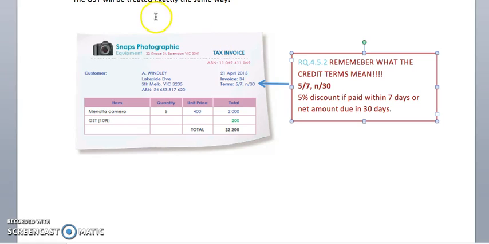The other thing to note from this invoice is whether or not it's a sales invoice or a purchase invoice. Because this has Snaps Photography, which is the company that we are talking about in all of our transactions, this is going to be a sales invoice. The person who is at the top of the invoice is the person who's selling the goods.